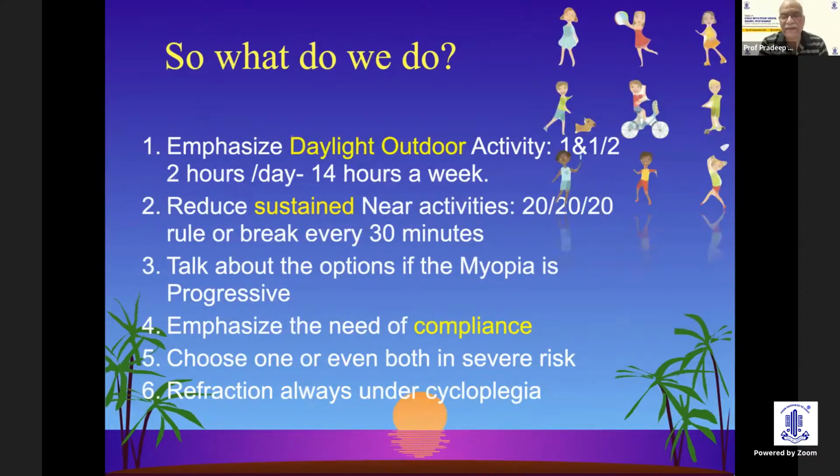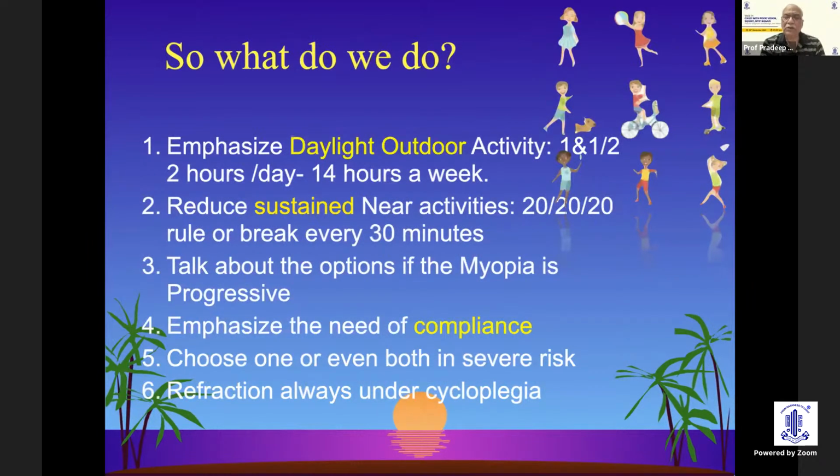We need to emphasize that a minimum of 2 hours per day, or 14 hours a week, is found to be effective in at least delaying the myopia, even if not having an effect on the control of progressive myopia. Reducing sustained near activities is very important.